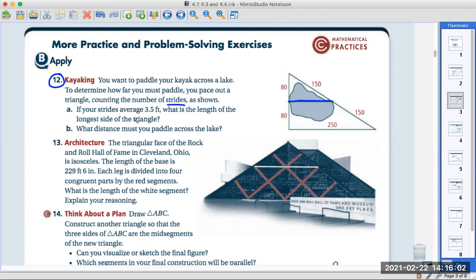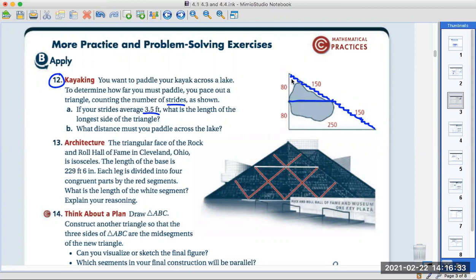Your strides average 3.5 feet. What is the length of the longest side of the triangle? I guess the longest side of the triangle. Oh, that should be this one. That looks like, I think they mean find this. Maybe this one. That's weird. It really has nothing to do with the midsegment. As far as I can see, I misunderstood that question.